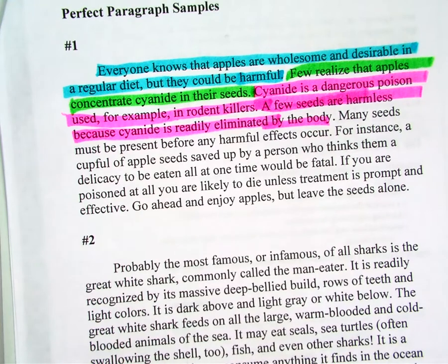Next, many seeds must be present before any harmful effects occur. What would this be considered, guys? Are we still in elaboration, or are we moving on to a new detail? New detail? Yes. All right.